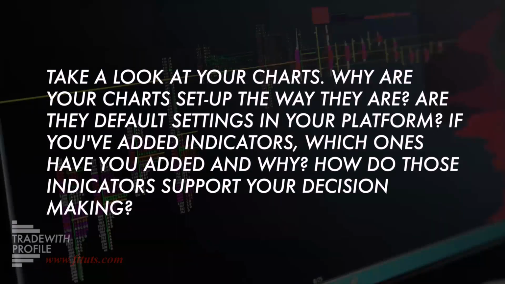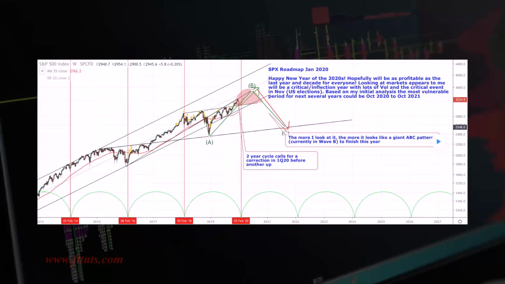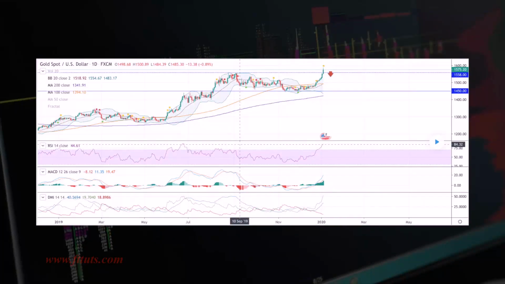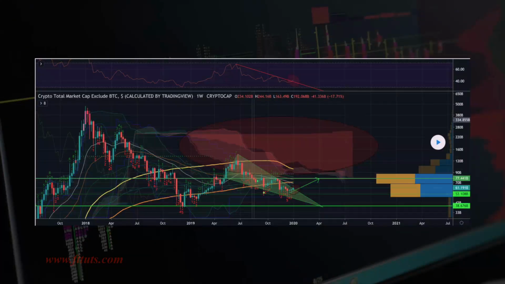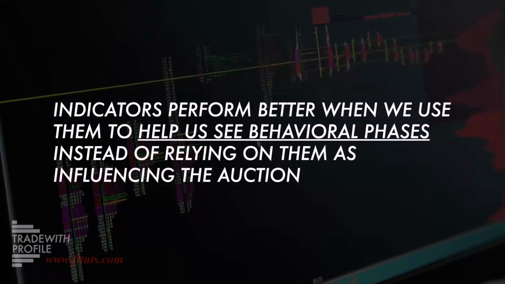And I've seen all kinds of charts. They look like this, and this, and this, and this. They're all different types of indicators, but know that indicators perform better when we use them to help us see behavioral phases instead of relying on them as influencing the auction.